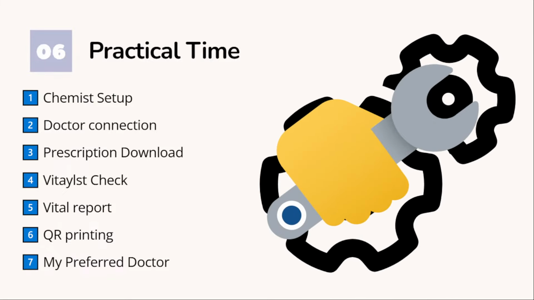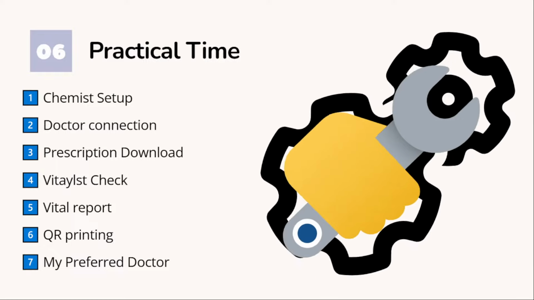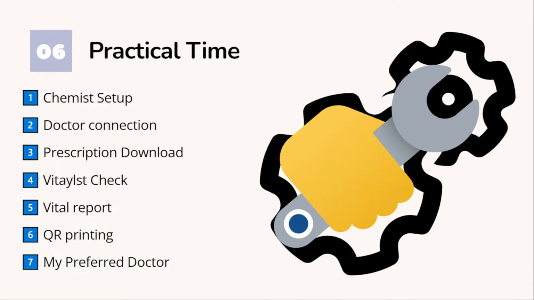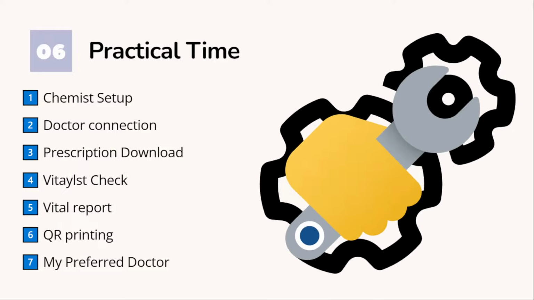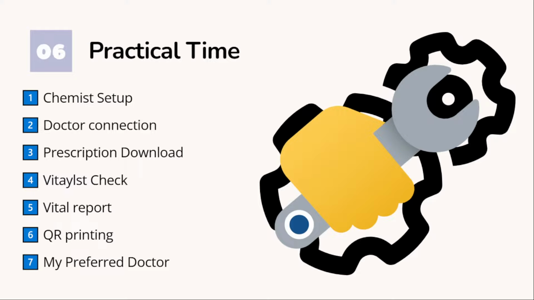Now let's go to the practical part, where I will show you the chemist setup, doctor connection, prescription download, Vitalist check, vital reports, QR code printing, and My Preferred Doctor. What are all these features? I am going to tell you right now.